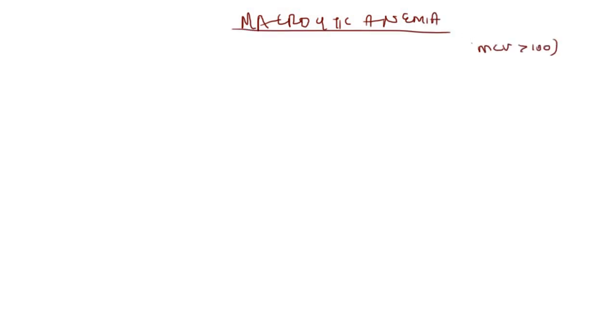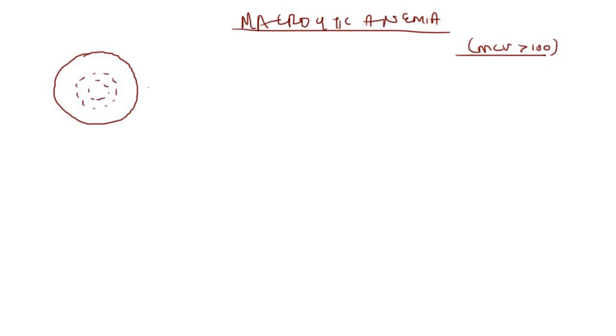Okay, so if we talk about macrocytic anemia, as the name suggests, macrocytes, in case of macrocytic anemia, the size of the RBC is big, so the MCV is more than 100, right? Now, let's try to understand the pathophysiology. So, let's say this is an RBC. This is an RBC which is undergoing maturation and division in the bone marrow.